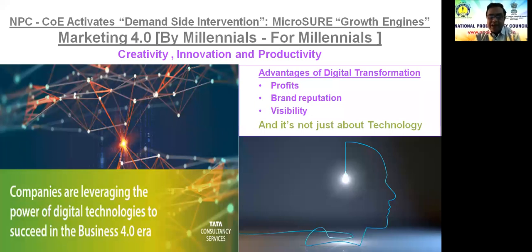And see the advantages of digital transformation. Tata Consultancy Services (TCS) has clearly said that companies are leveraging the power of digital technologies to succeed in the business 4.0 era. In this era, that is the fourth industrial revolution, if we are not technologically upgraded or updated, we cannot assume, if technology is not there, we could not have met today to hold this amazing and effective discussion.